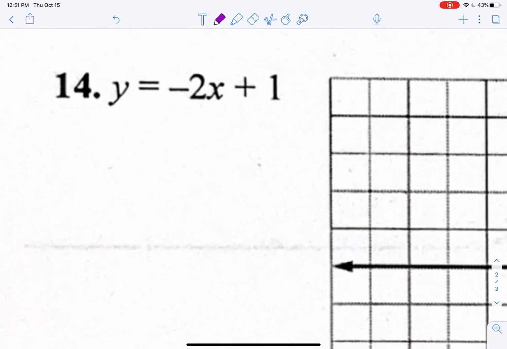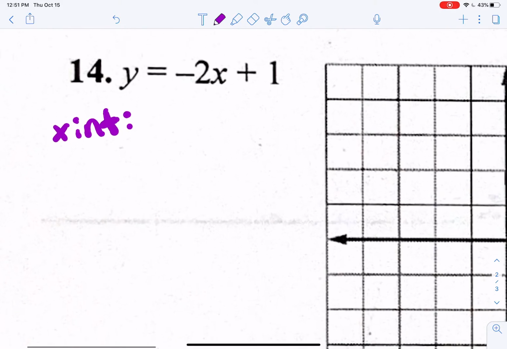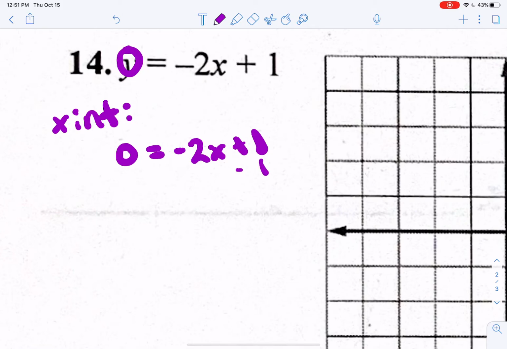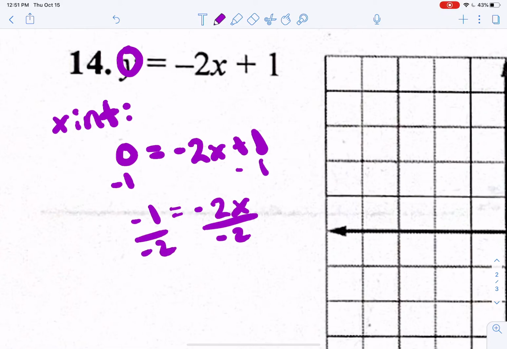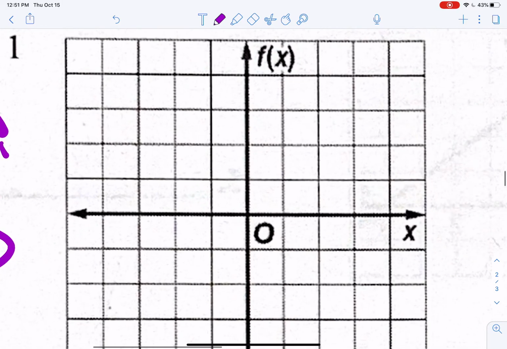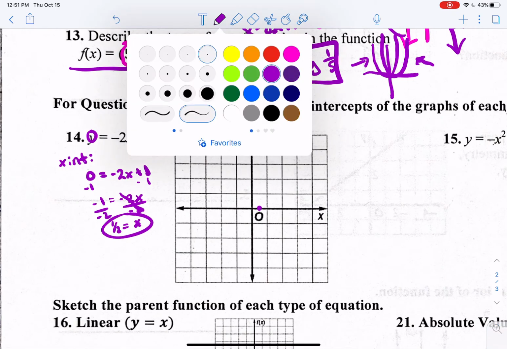So this one right here, if I'm finding the x-intercepts, remember how you do that. We plug 0 in for y. So I would have 0 equals negative 2x plus 1. I'm going to subtract the 1 over. So negative 1 equals negative 2x. And divide by negative 2. Negative 1 divided by negative 2 is just positive 1/2. That's my x-intercept. So I'm going to go over to positive 1/2 and I'm going to put a dot on the x. Okay. Now I'm going to do it in a different color.